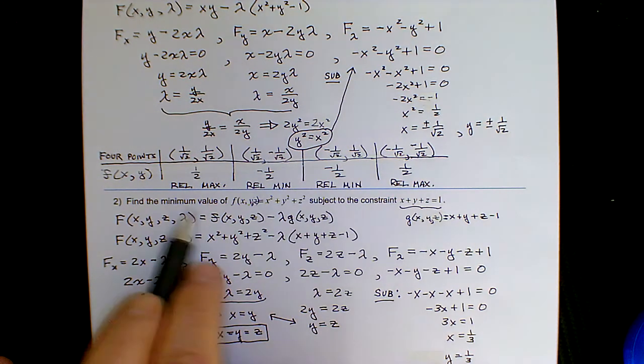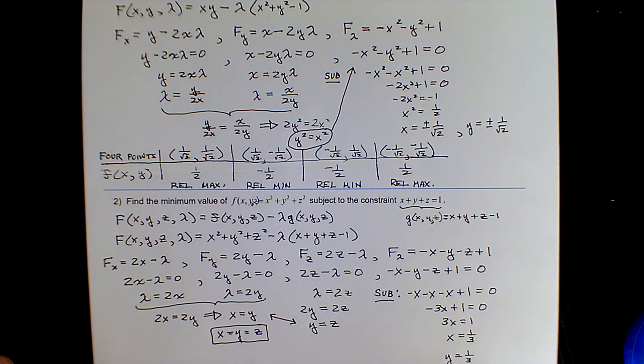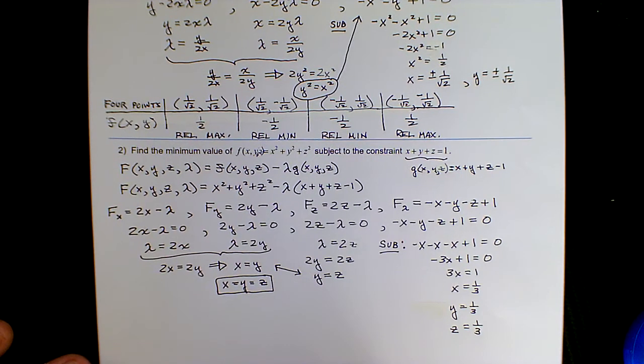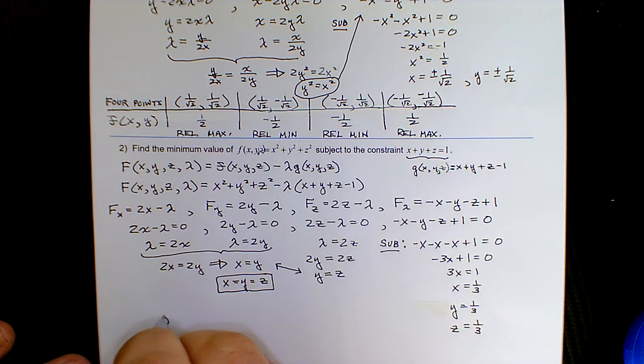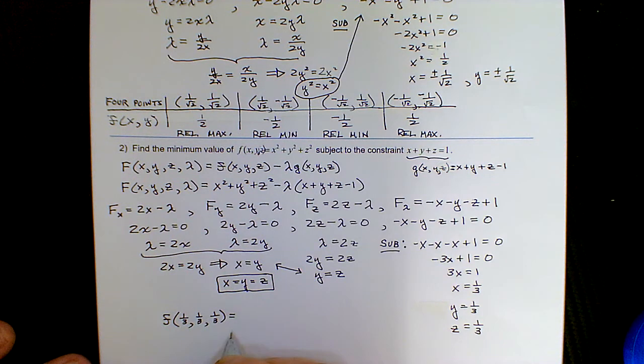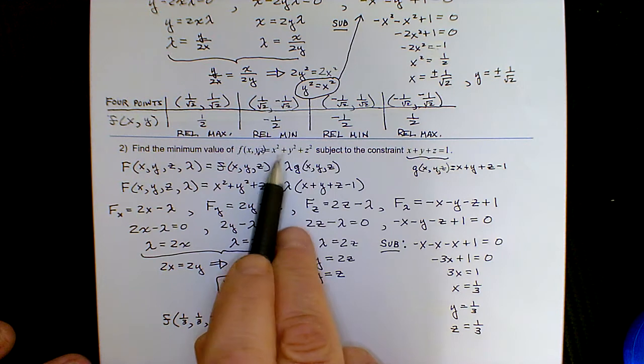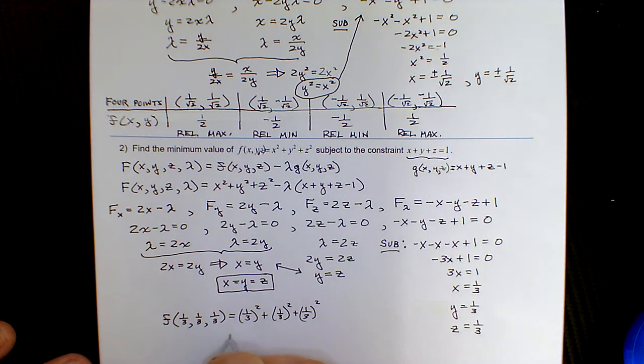And then to determine that it is a minimum, and a lot of times really whatever they're looking for, mins or max, that's what you're finding. And you pretty much stop right there and I'd be satisfied. But we'll check the functional value. F of 1/3, 1/3, and 1/3 gives 1/3 squared plus 1/3 squared plus 1/3 squared, because x squared plus y squared plus z squared is the function. So that's 1/9 plus 1/9 plus 1/9, which is 3/9, which reduces to 1/3.